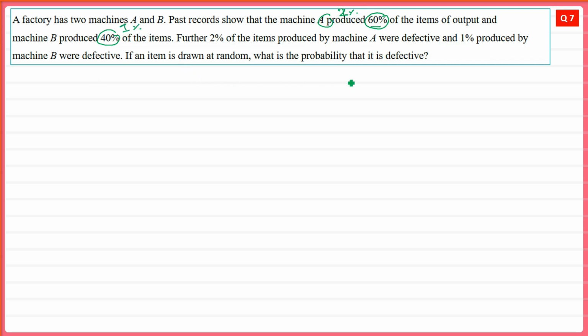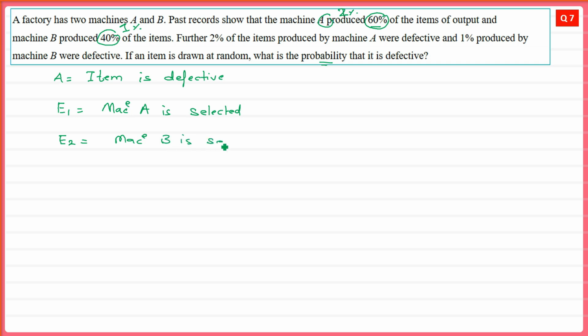So if an item is drawn at random, what is the probability that it is defective? So we have to find out the probability of the item being defective. So A is what is expected, that is, the item being drawn is defective. This is the question and this is the A which we would like to answer, probability of A. P(A) is what is sought. E1 we are taking as machine A being selected. And E2 is machine B being selected.